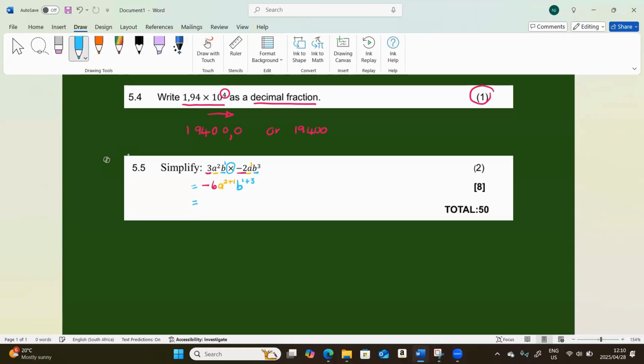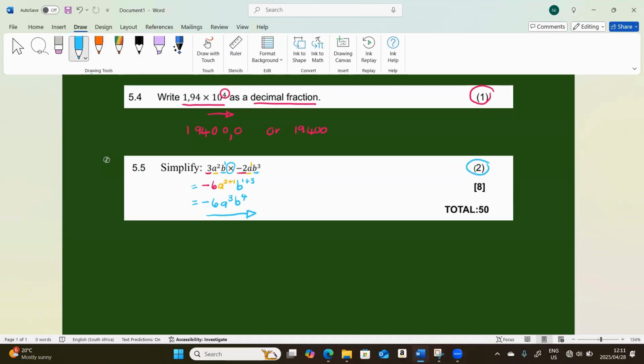There we go. So now your final answer would be negative 6 A to the power of 3, and B to the power of 1 plus 3, which is 4. And that is then your final answer. That is how you deal with multiplying two algebraic expressions with one another. Perfect. So that was 2 marks.